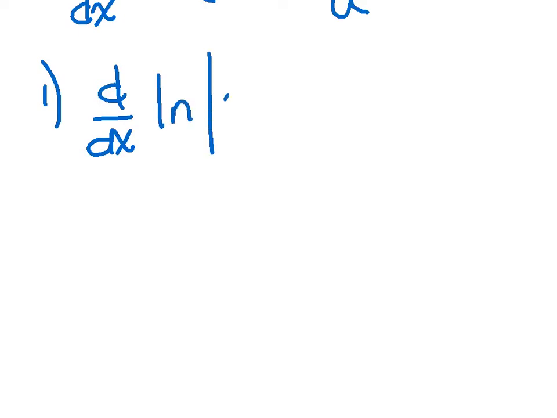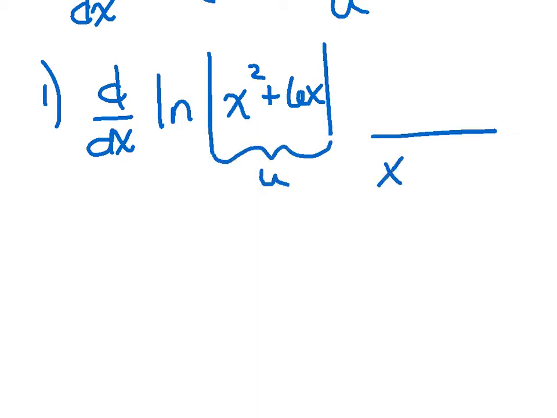So let's just do one quick example, and we'll jump on into integration. If I said take the derivative of the ln of x squared plus 6x, again, hopefully you're thinking du over u. This inside is my u. So x squared plus 6x, its derivative is 2x plus 6. So I've got du over u.